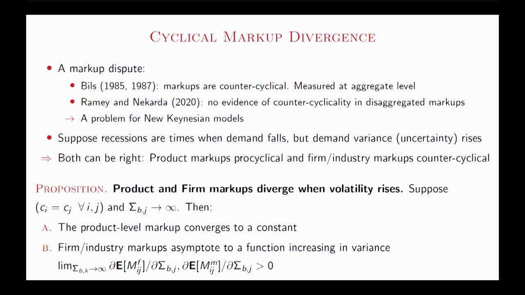Okay, cyclicality. I'm sure this audience is aware of a markup discussion in the literature between, on the one hand, Bils and a set of older papers saying that markups are counter-cyclical, and Bils had used aggregate markups. So he is basically using the equivalent of our industry-level markups. And some more recent work by Rémy and Nekarda says, but we don't find any such evidence of countercyclical markups in a disaggregated economy, in the sense they use firm-level data on measuring markups.